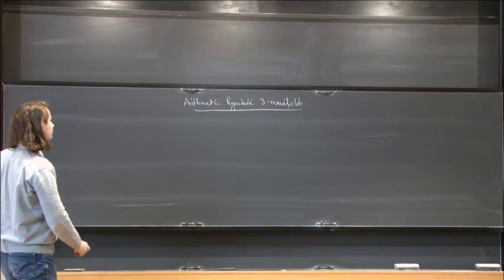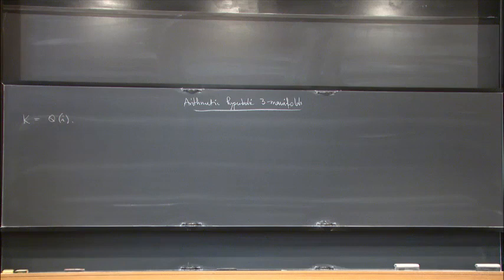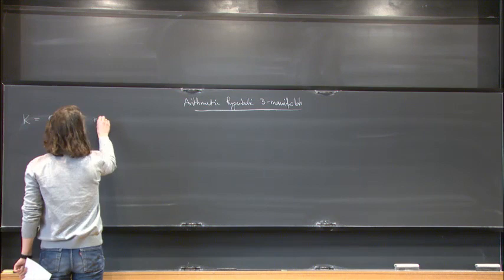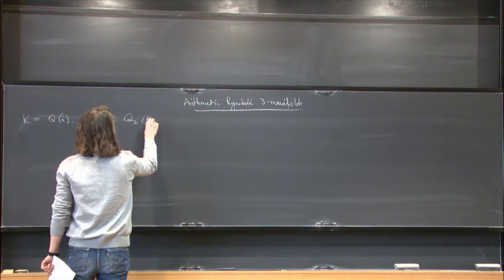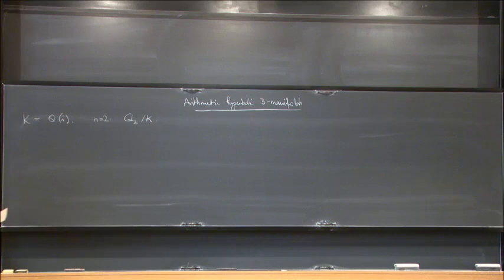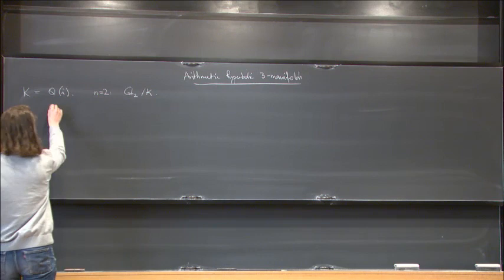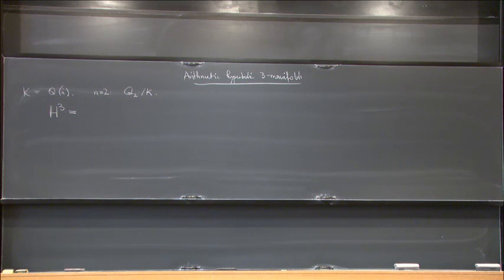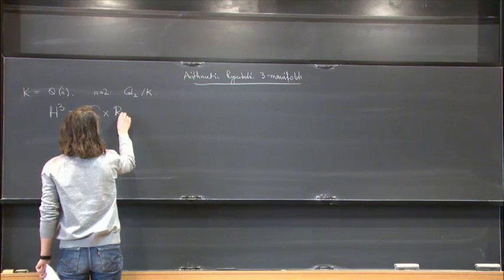So I will work with a field which is Q adjoin the square root of minus 1. And I will use n equals 2. So I'm interested in the group GL2 over this field K. And in this case, a locally symmetric space, first of all, the symmetric space itself will be three-dimensional hyperbolic space. One model for three-dimensional hyperbolic space would be the complex numbers times the positive reals.